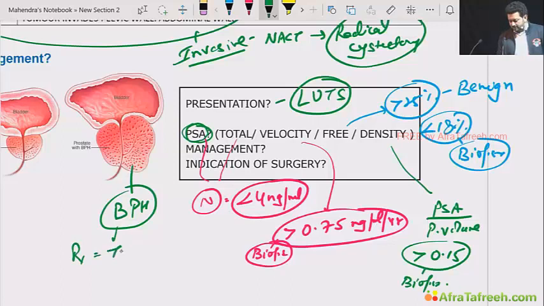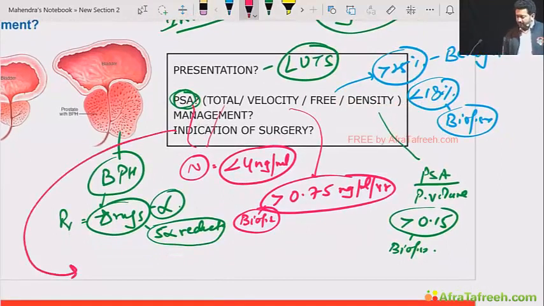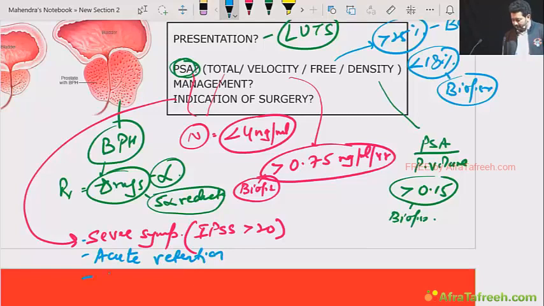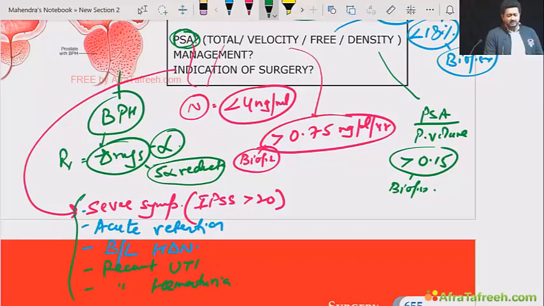BPH management is mainly drugs, okay: alpha blocker or 5-alpha reductase inhibitor. Tamsulosin, alfuzosin; 5-alpha reductase inhibitors like finasteride, dutasteride. Indication for surgery. When will you do surgery in BPH? If there are severe symptoms which are not managed by the medical management. There is something known as International Prostate Symptom Score, if it is more than 20. Acute retention, bilateral hydronephrosis, recurrent UTI, and recurrent hematuria. Okay, so these are some of the common indications where you will go for surgery. Otherwise, most of the times drugs are good enough to manage the patient's symptoms.